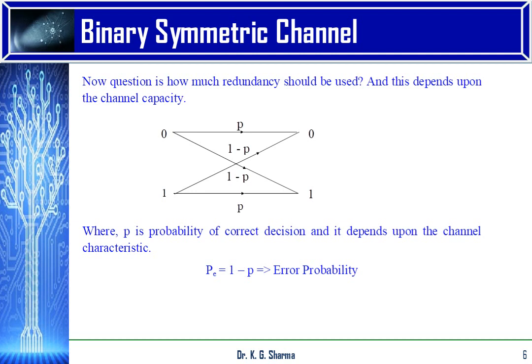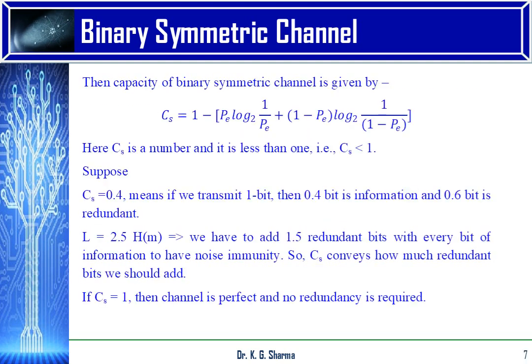Suppose we have transmitted binary information. The probability of correct decision is P, thus the probability of wrong decision or error probability will be 1 minus P. Then the capacity of the binary symmetric channel CS will be given by the formula mentioned. Here CS is a number and it is less than 1.